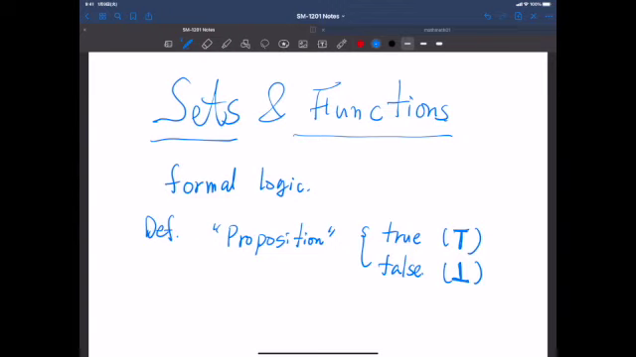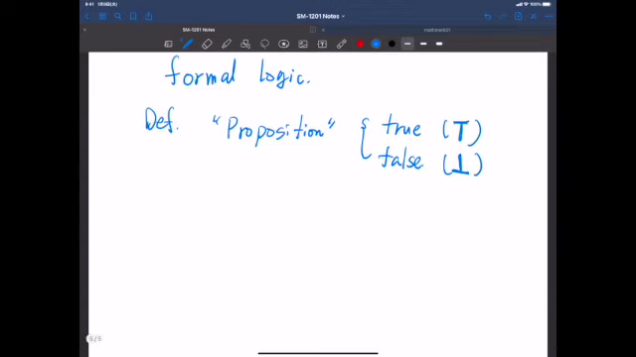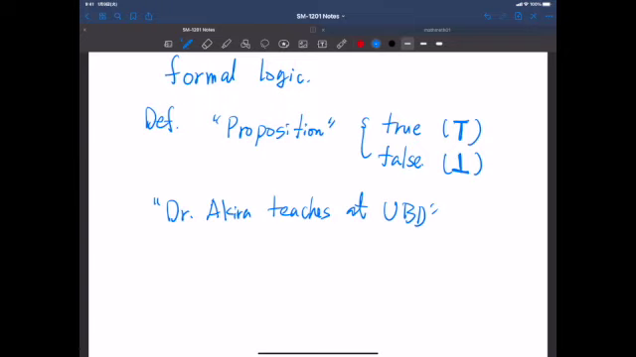So, for example, Dr. Akira teaches at university, teaches at UBD. This is a statement which can be either true or false. So this is a proposition.